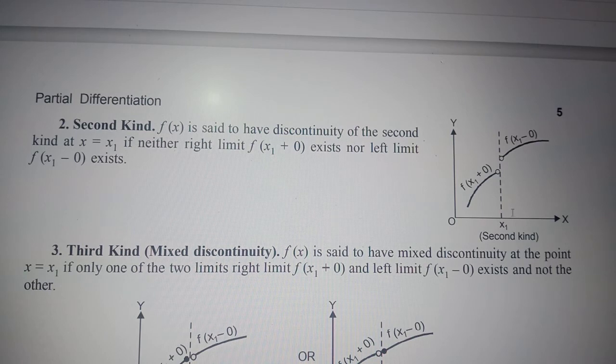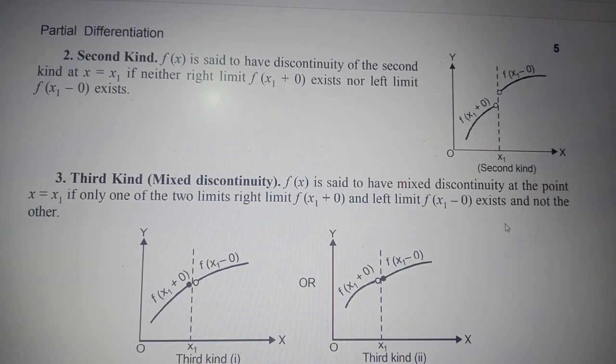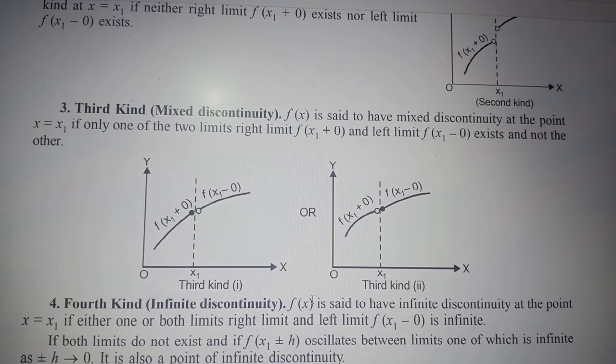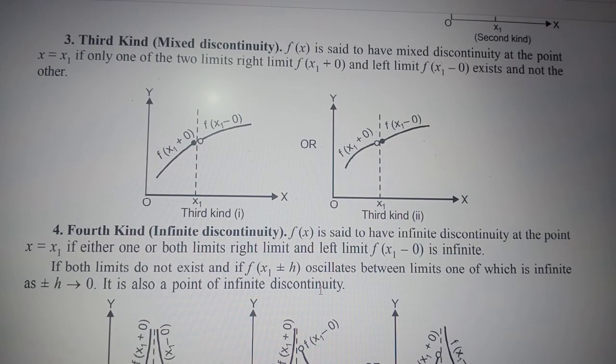Third kind, that is mixed discontinuity. f(x) is said to have mixed discontinuity at the point x equal to x1 if only one of the two limits, the right limit f(x1 plus 0) and the left limit f(x1 minus 0), exists and not the other. Either the right or the left exists and the other does not, or the left limit exists and the right limit does not exist there. The figures give you the correct explanation. It is very simple to find and identify the discontinuity.